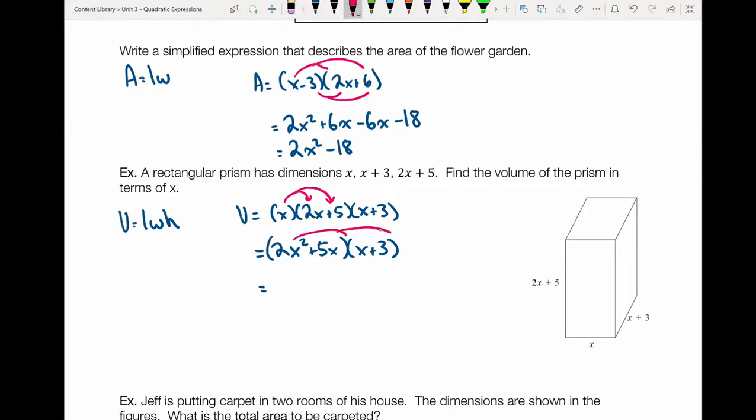So again, going to use my FOIL method. So 2x squared times x is 2x cubed, plus 6x squared, plus 5x squared, plus 15x. I'm going to combine my like terms. So in this case, 2x cubed plus 11x squared. Don't forget the power. And 15x. I can't simplify anything further because these are not like terms, so they have to stay where they are. So this is my volume of the prism in terms of x.